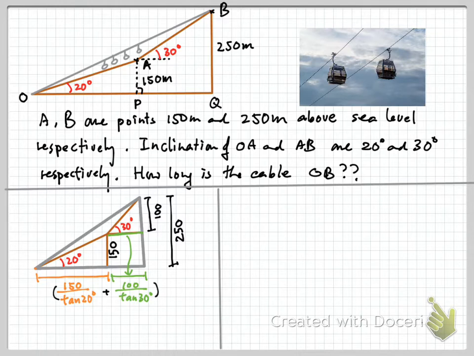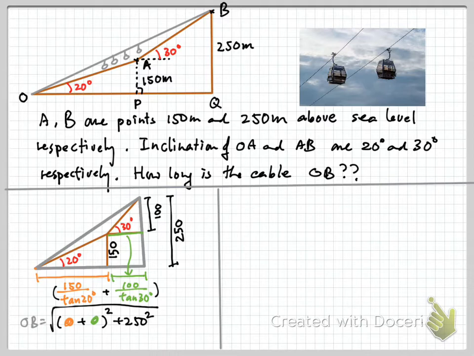Then eventually you can use Pythagoras Theorem: green plus orange, squared, plus 250 squared. Take the square root. That would be the answer of OB, the length of OB.